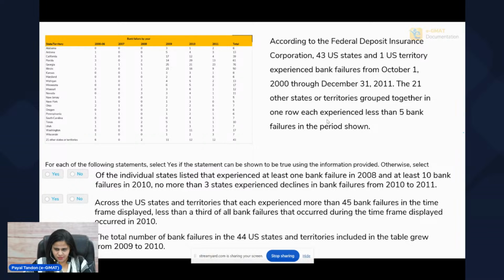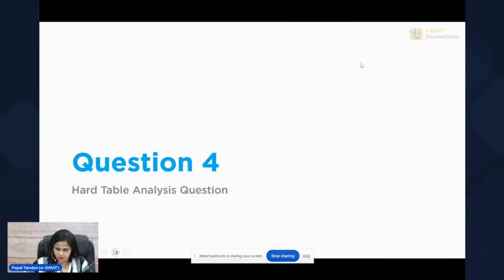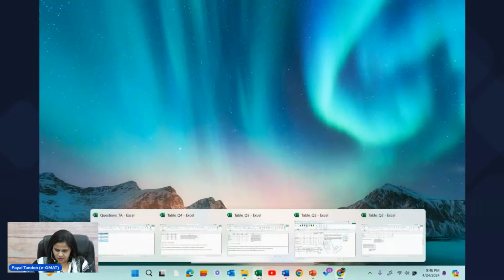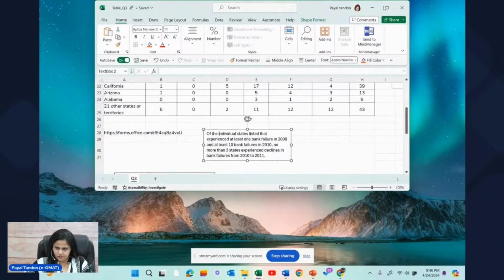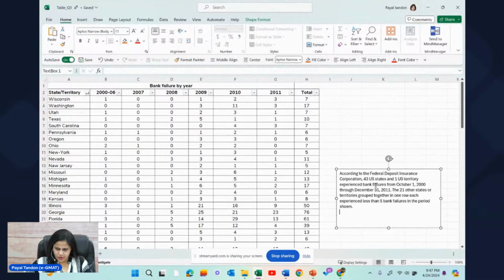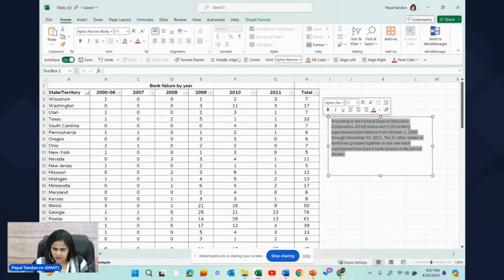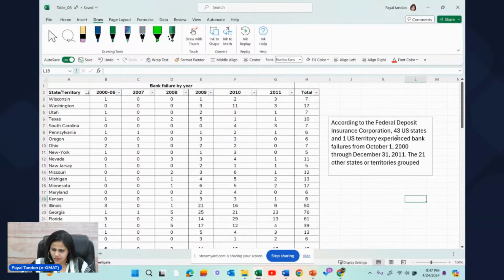All right, so let's look at this one. This one, as I said, is a time hog question. So let's stop this and let's look at question number 3 here. Okay, so let's read this information. According to the Federal Deposit Insurance Corporation, 43 US states and 1 US territory experienced bank failures from 2000 through 2011.